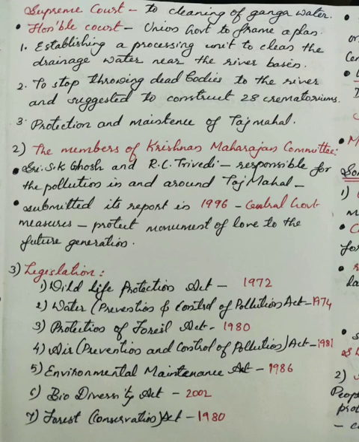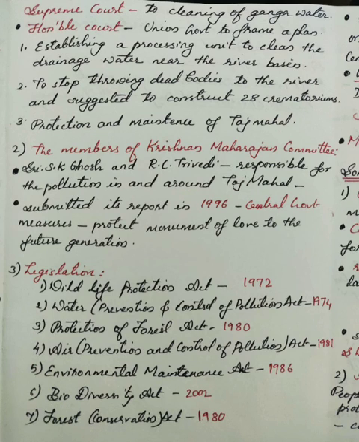Number 3, protection and maintenance of the Taj Mahal. The members of the Krishnan Maharajan Committee, Sri S.K. Ghosh and R.C. Trivedi, conducted a study on the factors responsible for the pollution in and around the Taj Mahal. Taj Mahal is one of the wonders of the world. They submitted their report in 1996 to the central government stating that suitable measures are to be taken to protect the monument of love for the future generation.